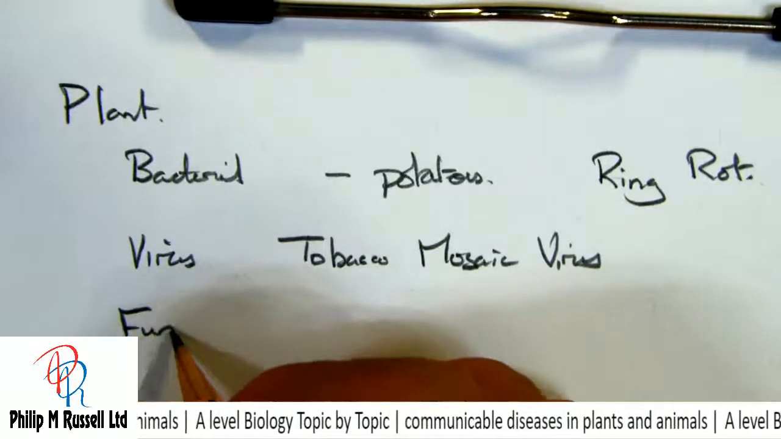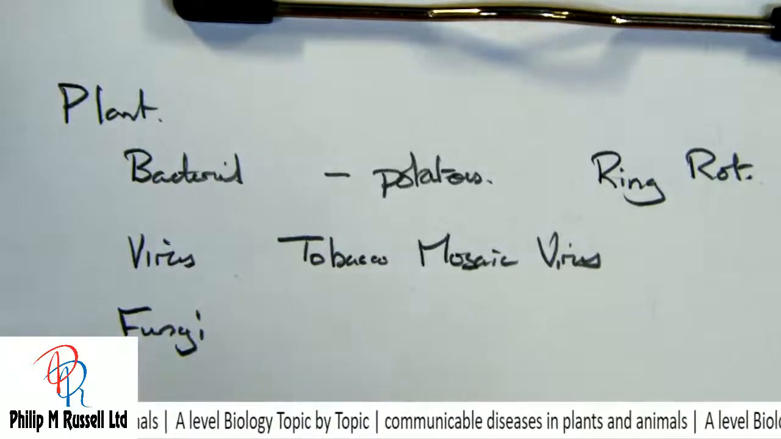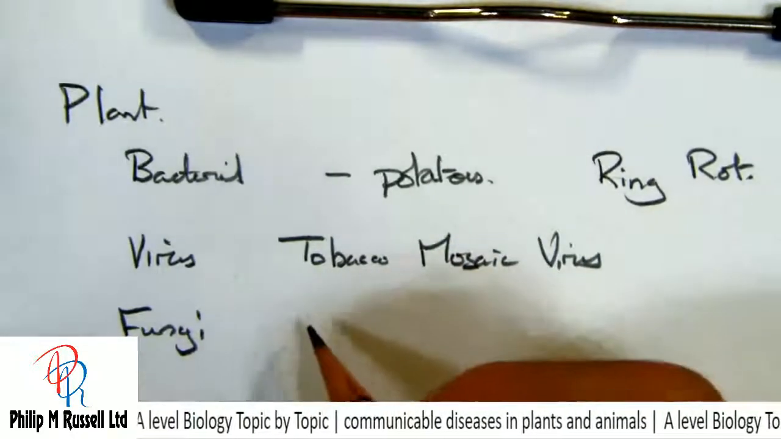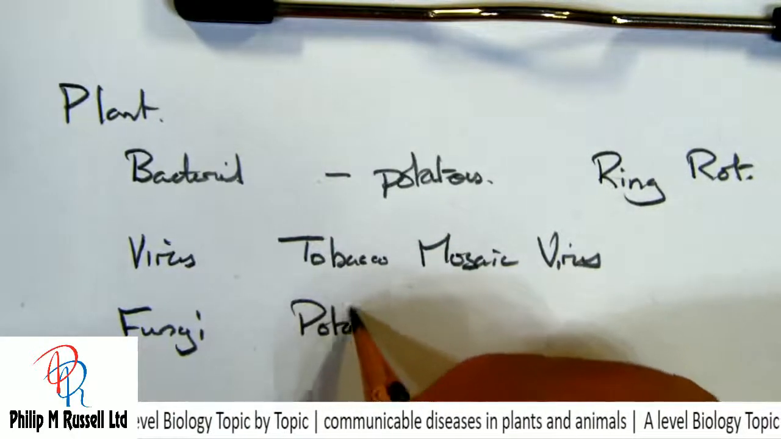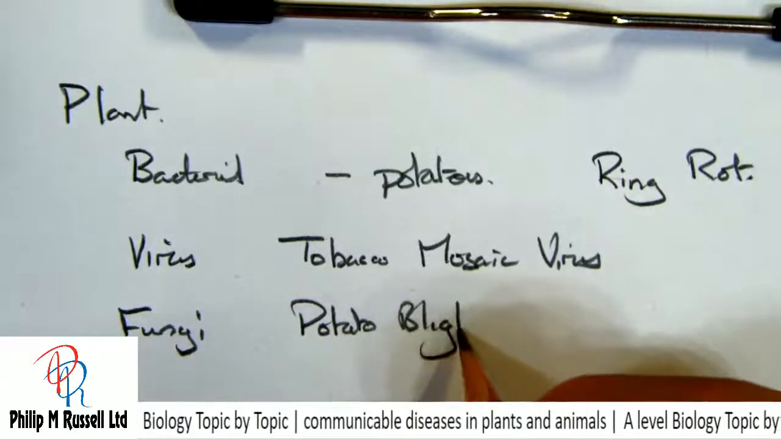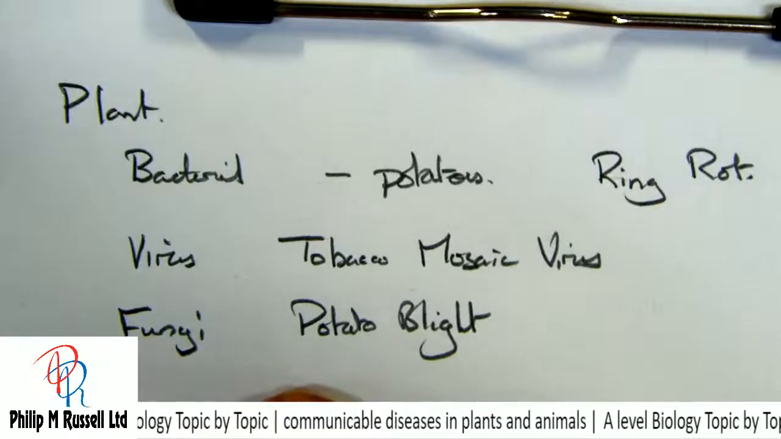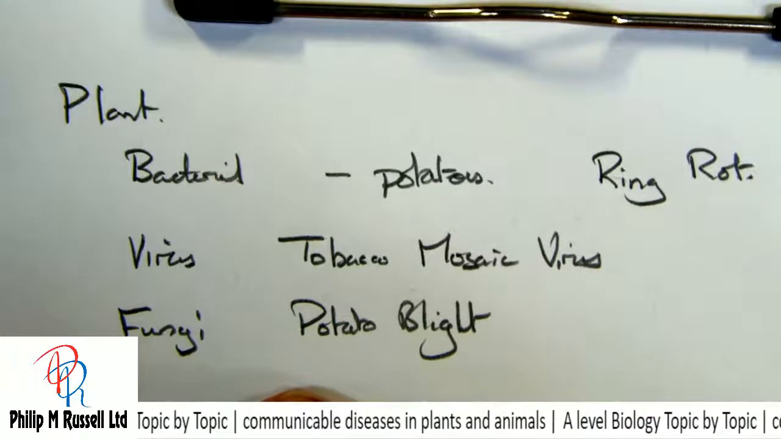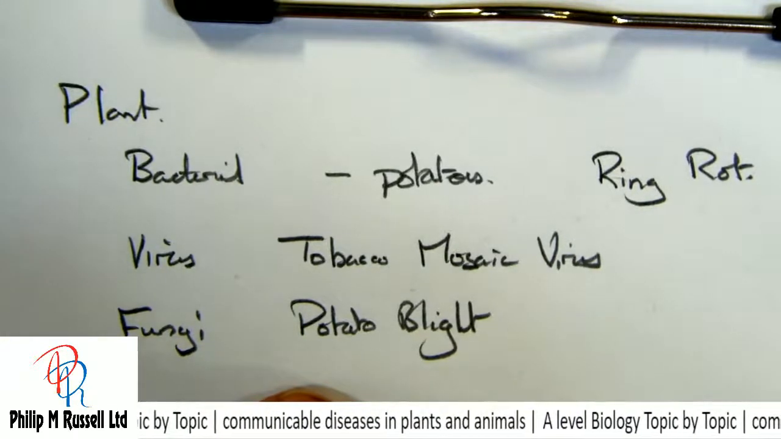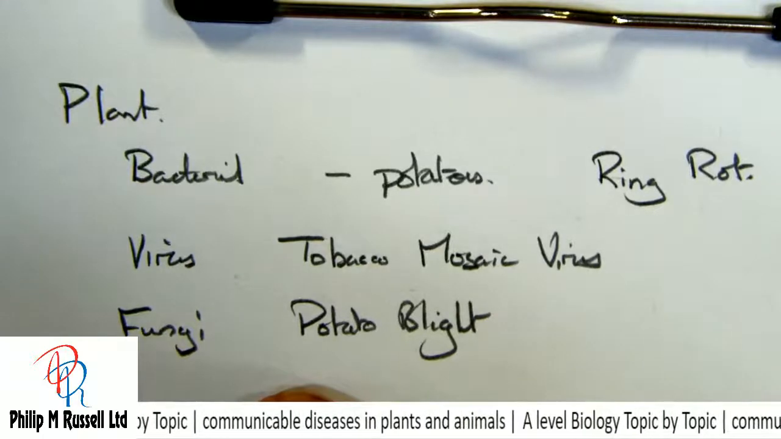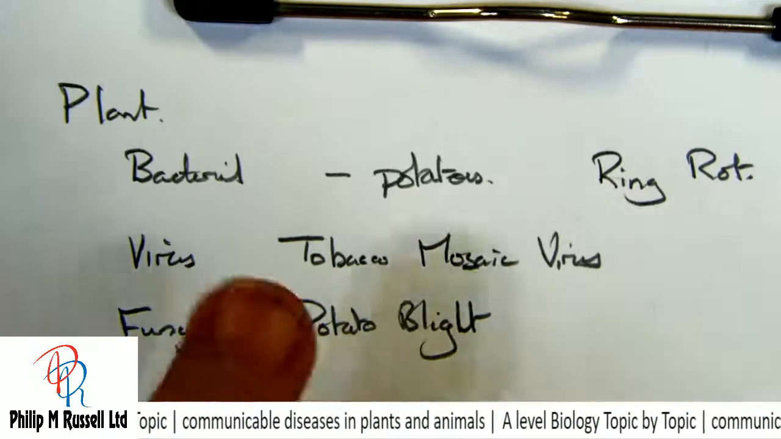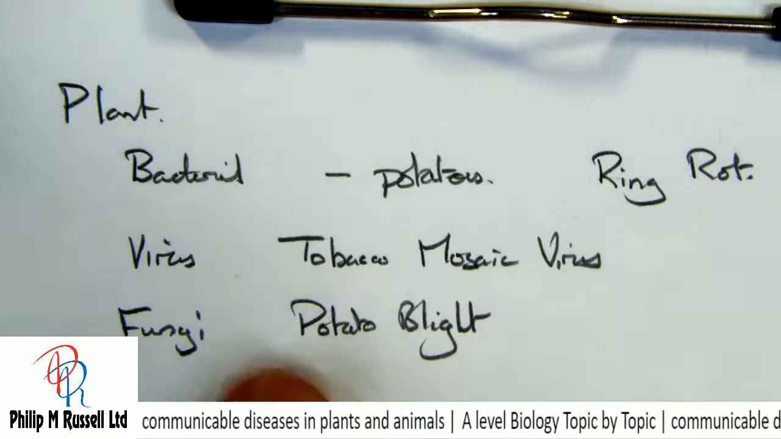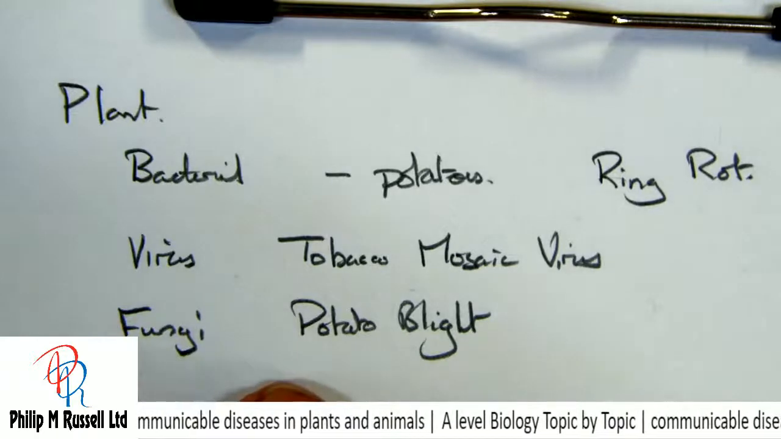If we look at a fungal infection here, then we might be looking at something like potato blight. And this is a fungus. The hyphae here penetrate the host cells. They destroy the leaves, the tubers, the fruit, and they cause millions of pounds worth of crop damage each year. There's no cure, but we are starting to get plants that are resistant to this.